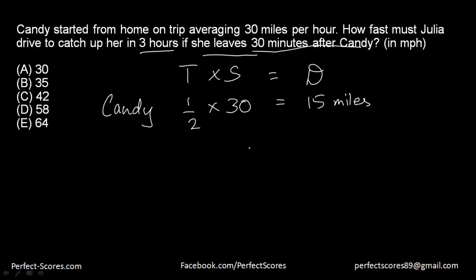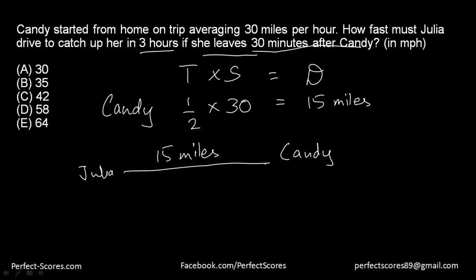So right over here is Julia, and the distance between them is 15 miles, and right over here is Candy, and they are both traveling in the same direction. And now what is the question saying? The speed of Candy is 30 miles per hour. Let's suppose the speed of Julia is j miles per hour.